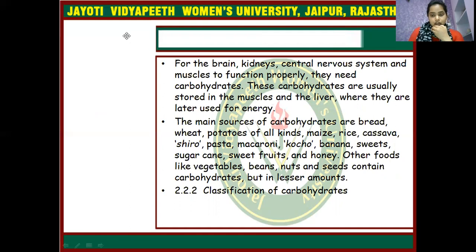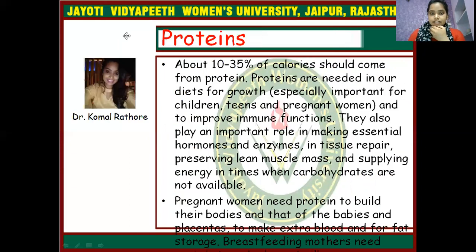The main sources of carbohydrate are bread, wheat, potato of all kinds, maize, rice, cassava, pasta, macaroni, cocoa, banana, sweet sugar cane, sweet fruit and honey. Other foods like vegetables, beans, nuts, and seeds contain carbohydrate, but in lesser amounts.